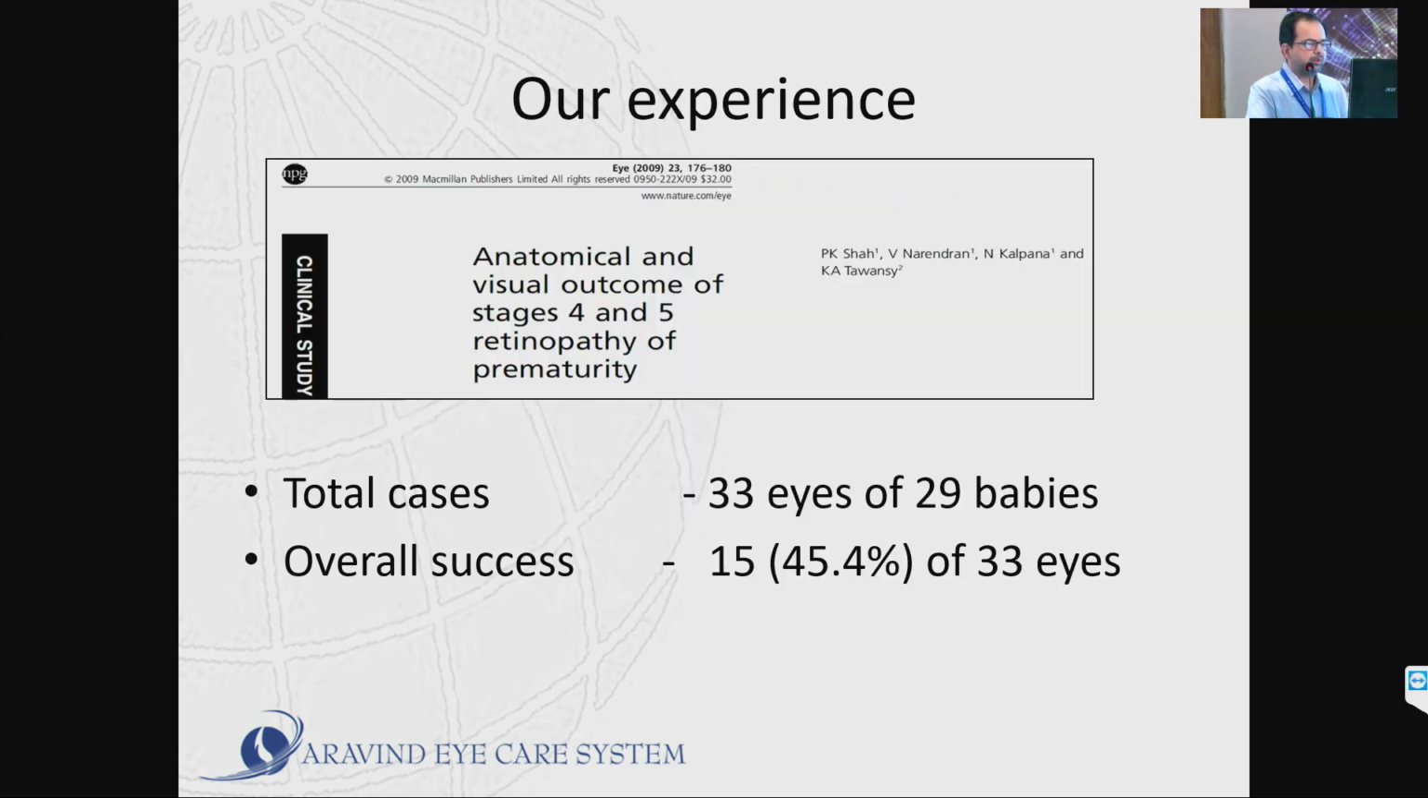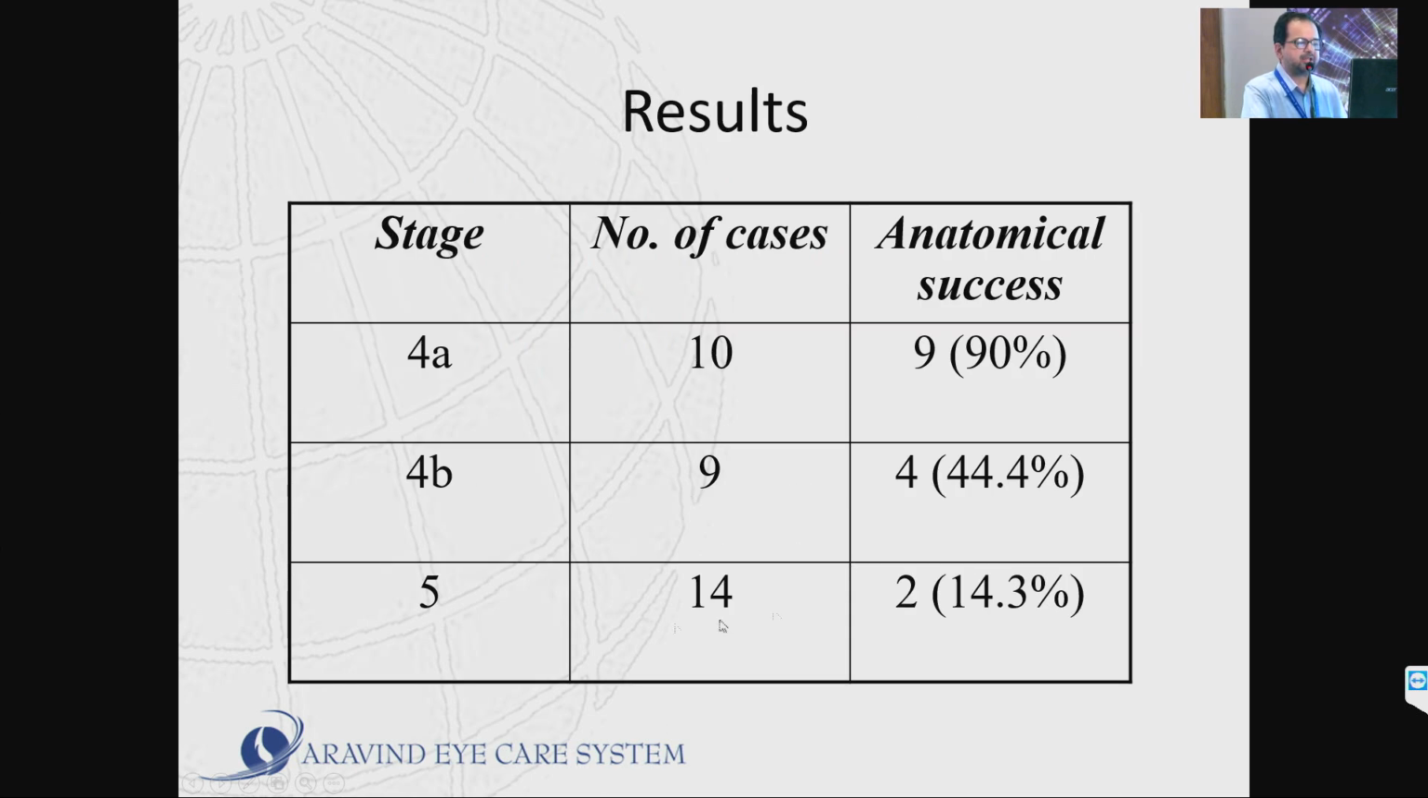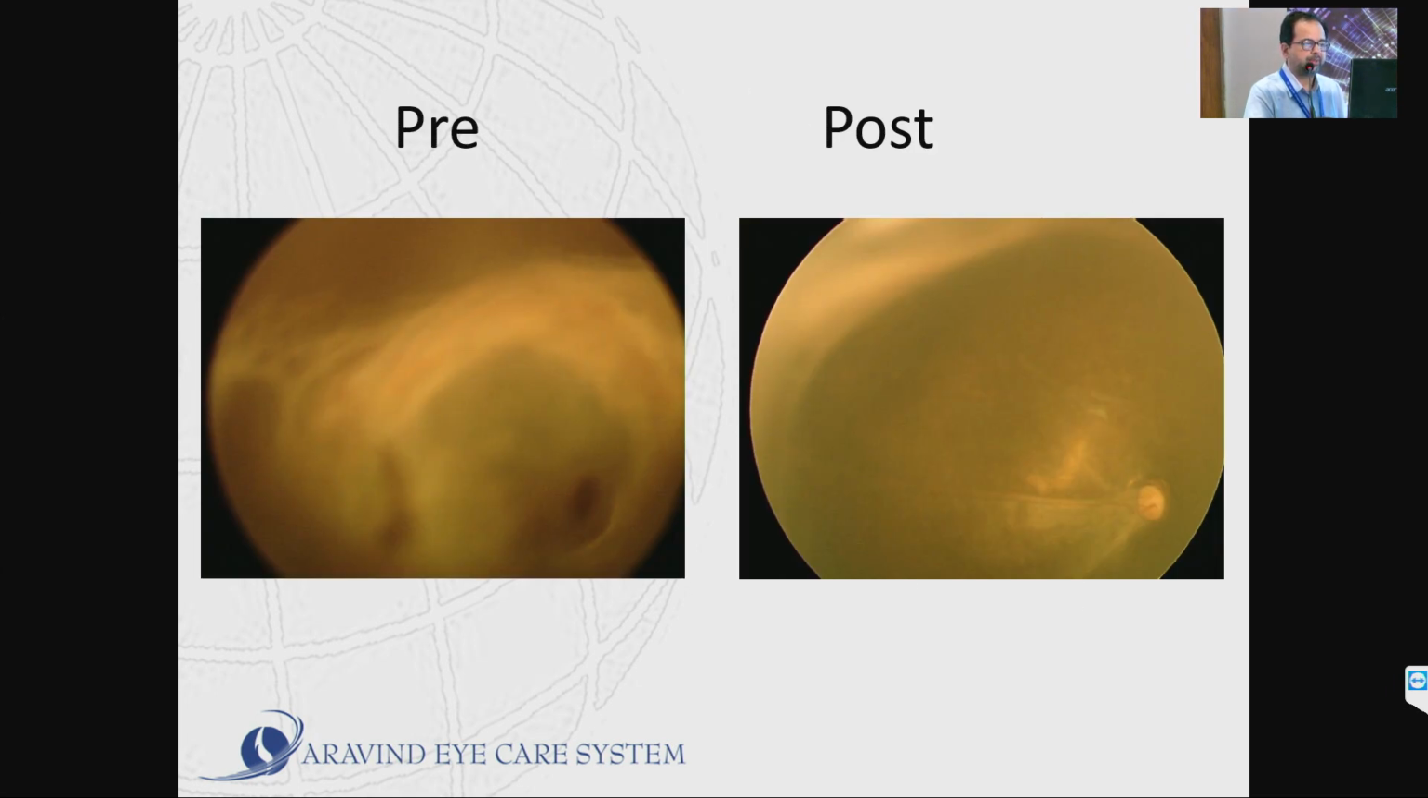We have also published the results, and overall success at that time, combining stage 3, 4 and 5, was only 15%, the worst being stage 5, with only 14% anatomical success. And what is anatomical success? It's just the posterior pole attached. We call that anatomical, and the visual outcome is extremely poor. In fact, there are some people who say that you should never touch stage 5, because the long-term visual outcome is the same as if you don't do a surgery.